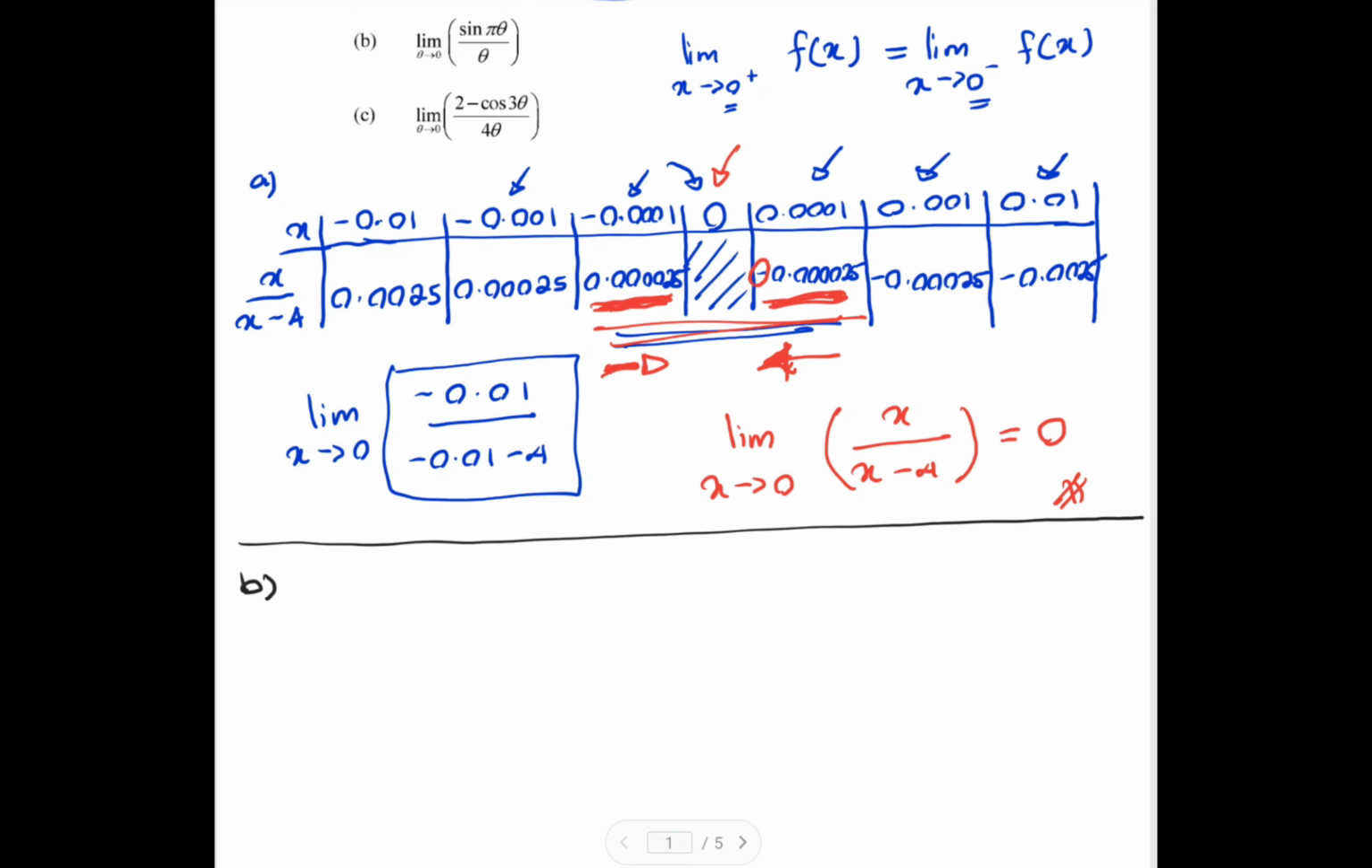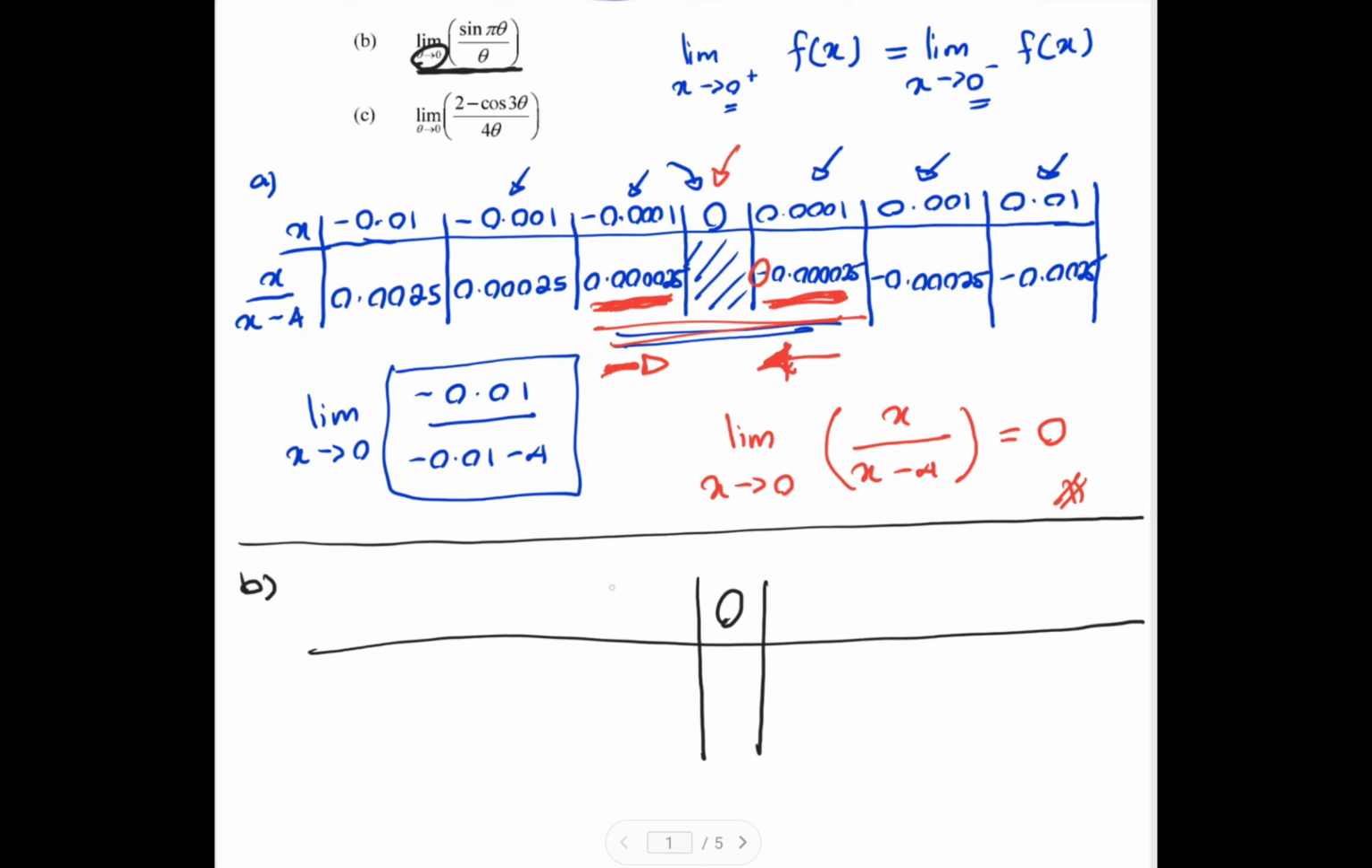Now look at question 1b, also the same thing: the limit as theta approaches 0 for the function sine pi theta divided by theta. We can choose at least 3 numbers from the left and 3 numbers from the right. Also the same thing, approaching 0 here because theta approaches 0. So we can choose one number.